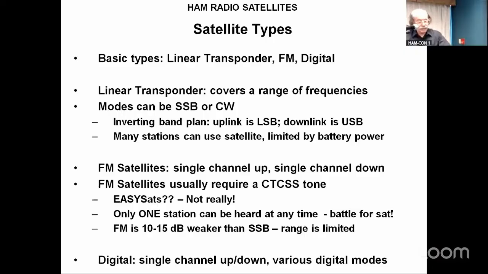So the linear transponder covers a range of frequencies. It's usually 20, 30, 40 kilohertz, something like that. And you can either use SSB or CW. And it's an inverting band plan. This is where a lot of people fall down. If you go up in frequency on your transmit, you've got to tune down in frequency on your receive. It also means that the receiver's on upper sideband, the transmit's on lower sideband. And you forget that all the time. It's like, why aren't they hearing me? You go, oh, I forgot to put the transmit in lower sideband. Yeah, you're listening to yourself and you sound all weird.